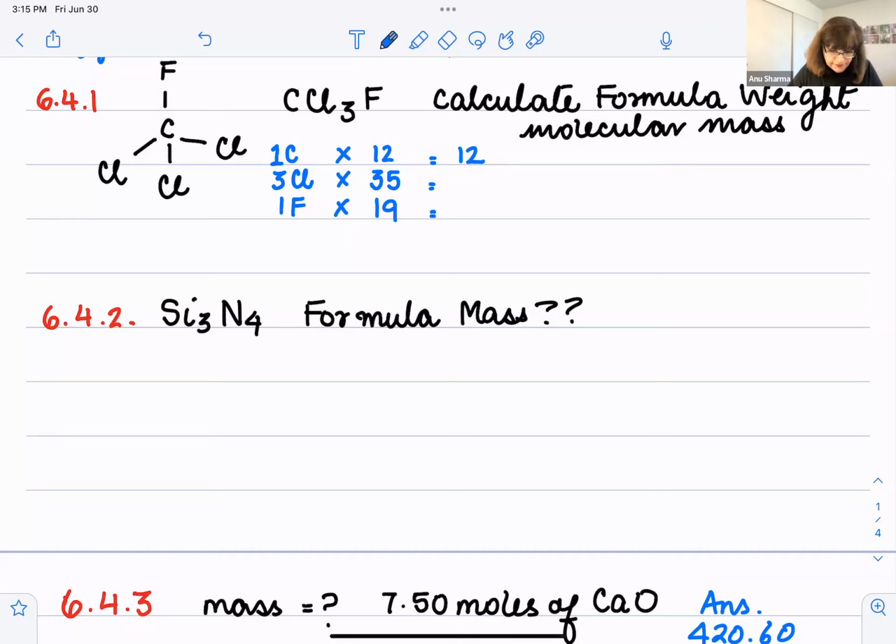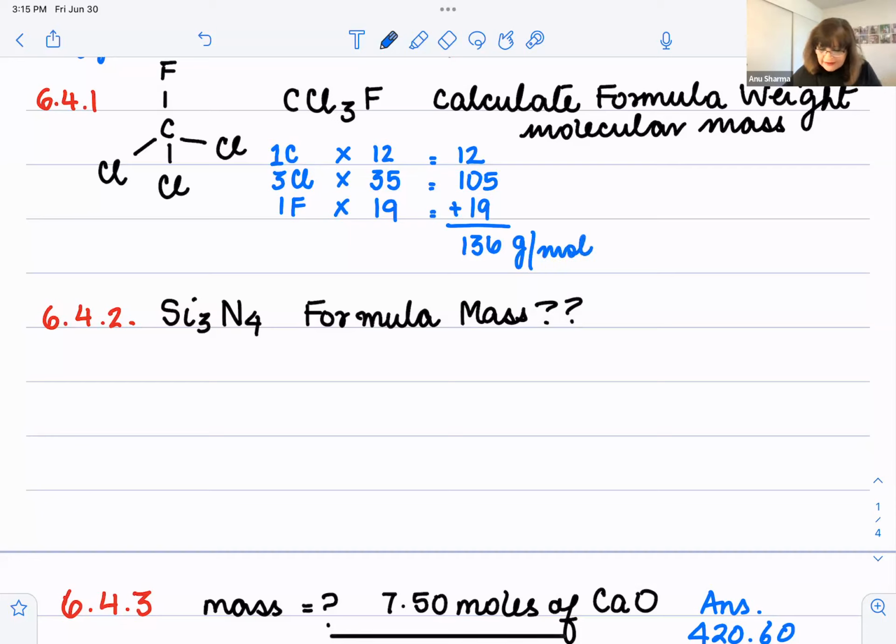Let's see, 35 times 3. 35 times 3 is equal to 105. And then the other one is 19. Okay, so add all of this. So what do you get here? 105 plus 12 plus 19. And the answer is 136. Okay, 136 grams per mole.